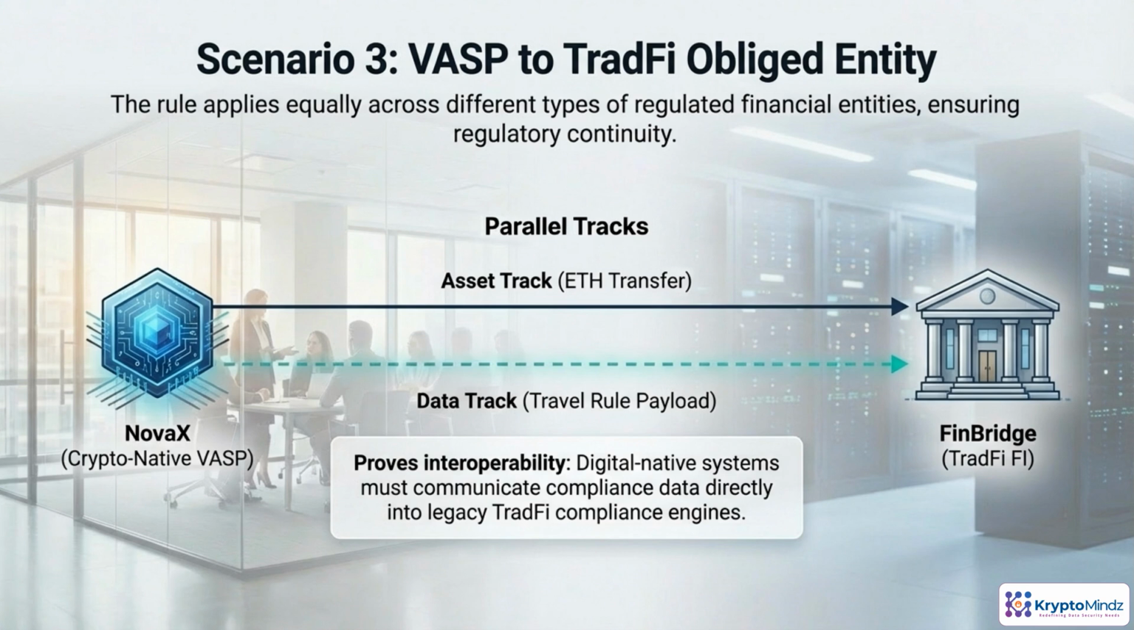Here, NovaX sends crypto to Finbridge, a traditional financial institution. Again, two things move in parallel. On the asset track, Ethereum moves on-chain as usual. On the data track, NovaX pushes the travel rule information so Finbridge can plug it straight into its existing AML engine. This scenario forces true interoperability between crypto infrastructure and legacy banking compliance systems.